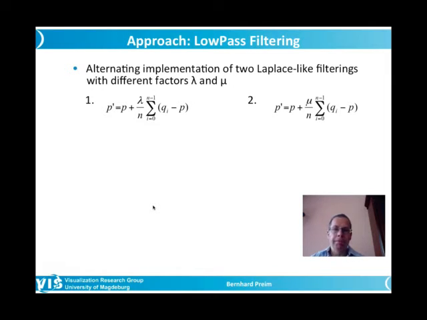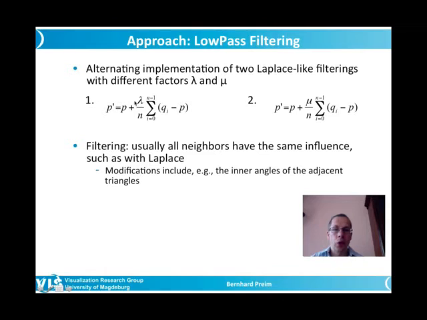The low-pass filter works like this. It has the Laplacian step, and then we apply to this value a second step that goes in a different direction, because mu is chosen accordingly. So lambda and mu have different signs. Lambda is positive and mu is negative, and also the magnitude differs slightly. The suggestion from Gabriel Taubin is that the mu value has a slightly larger magnitude, 2% larger.